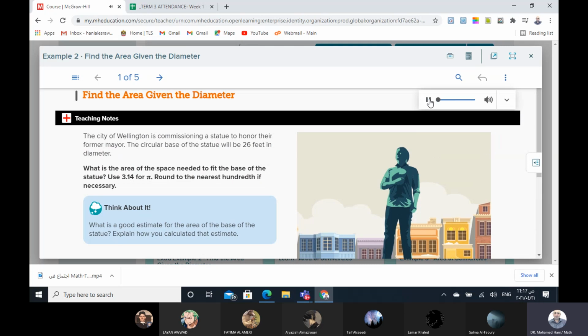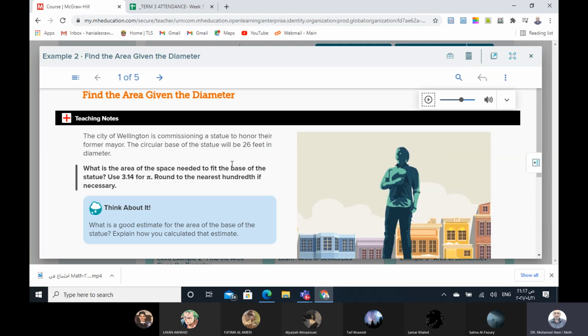Find the area given the diameter. Teaching notes. The city of Wellington is commissioning a statue to honor their former mayor. The circular base of the statue will be 26 feet in diameter. What is the area of the space needed to fit the base of the statue? Use 3.14 and round to the nearest hundredth if necessary.